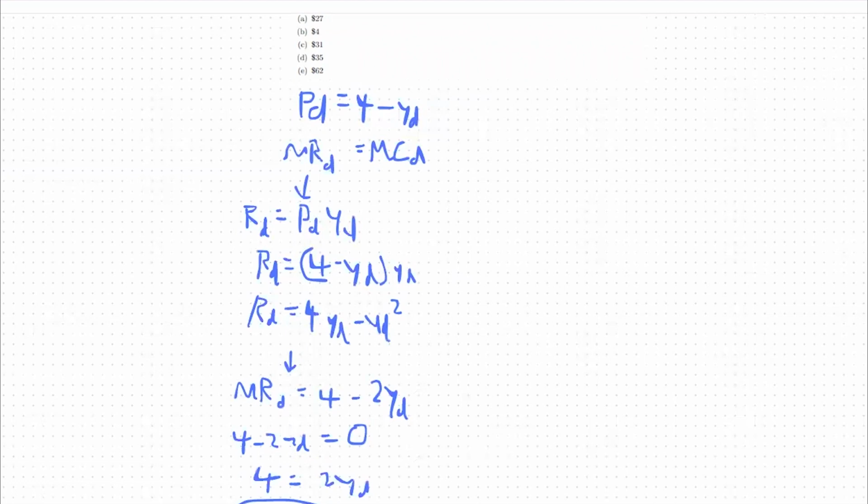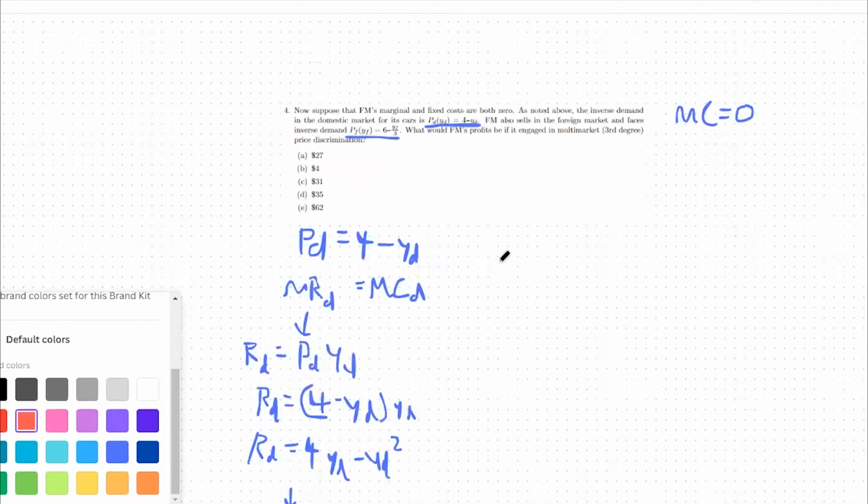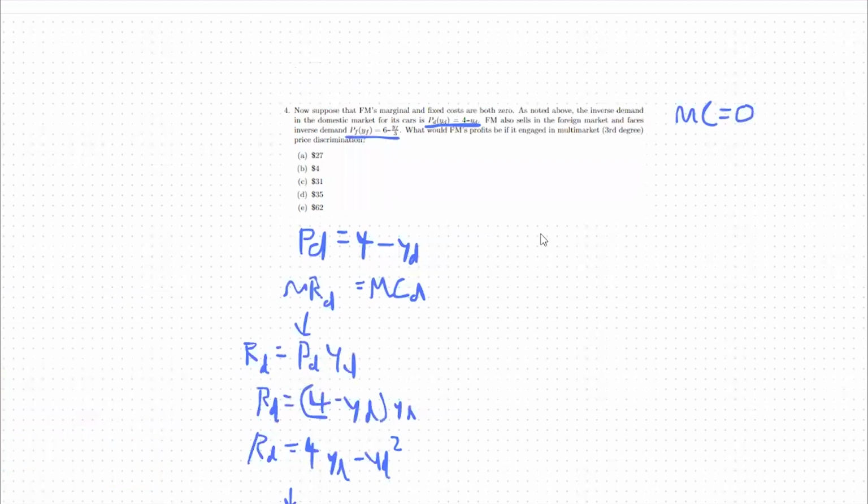Okay, now let's look at our foreign market. Our foreign market is going to be a different demand curve, which is going to be P now equals 6 minus our foreign quantity over 3. And we're going to do the same thing. We're going to set marginal revenue in our foreign market equal to our marginal cost in our foreign market.